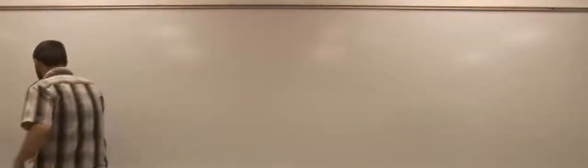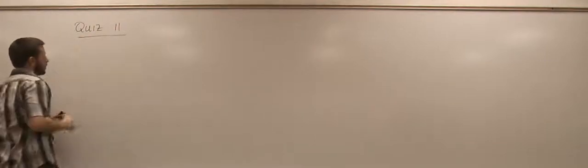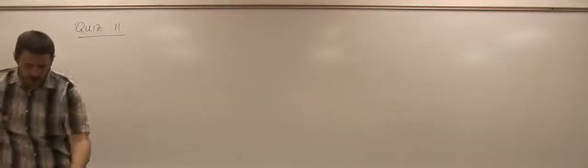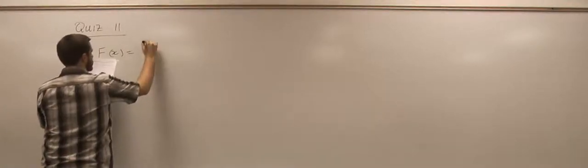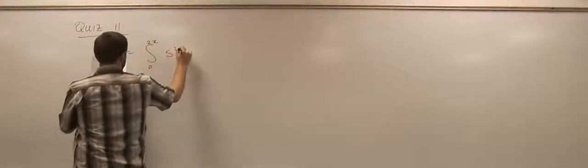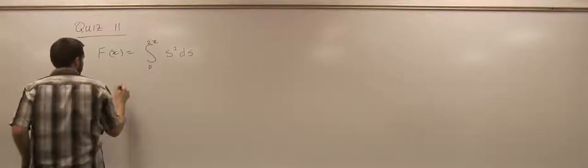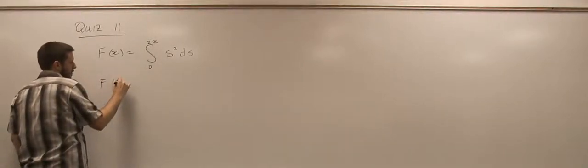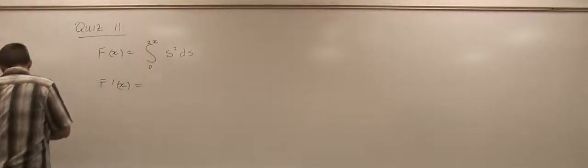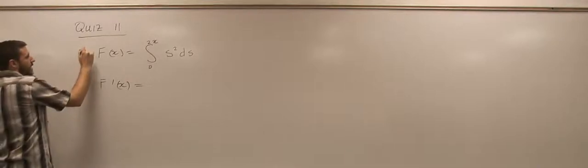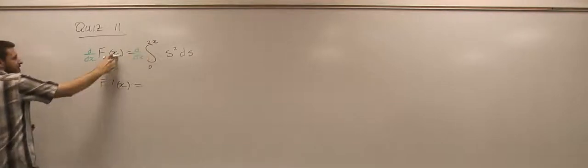So on quiz 11 here, I gave you this capital F function, capital F of x equals the integral from 0 to 2x of s squared ds. And I wanted you to find capital F prime. So basically what I need you to calculate is the derivative of a definite integral. Right? I need you to derive this with respect to x, because this is a function of x.